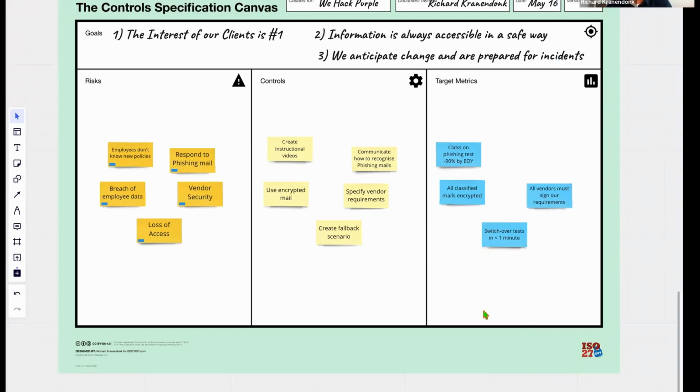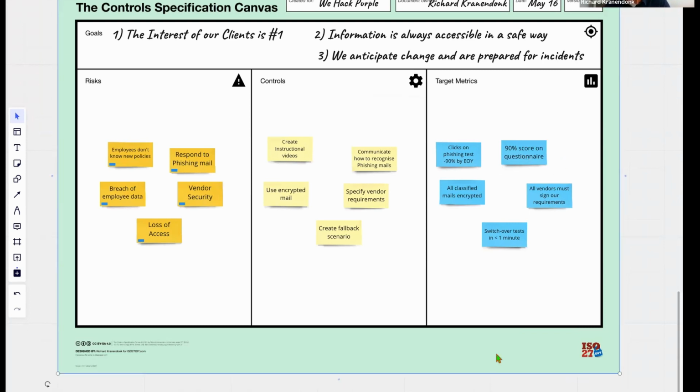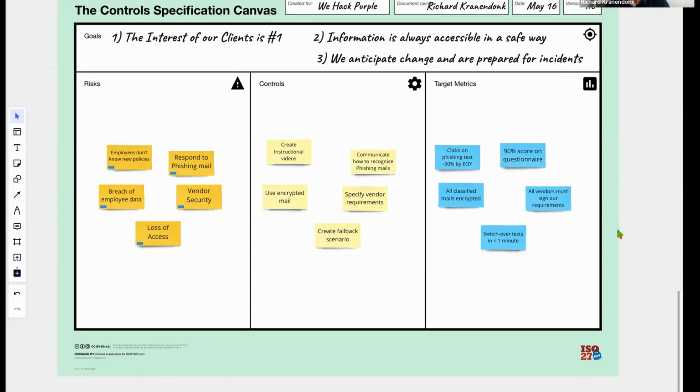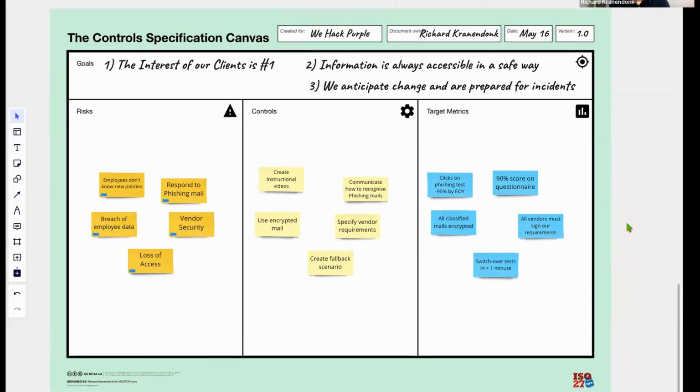Vendor requirements means all vendors must sign new requirements, and for the instructional videos, I see I positioned them wrong, but for the instructional videos, we will need a 90% score on the questionnaire to see if people actually understand what is happening there. So this is the second workshop. We now have controls, and we have a way of measuring it.